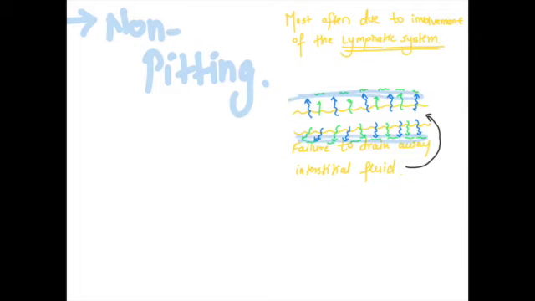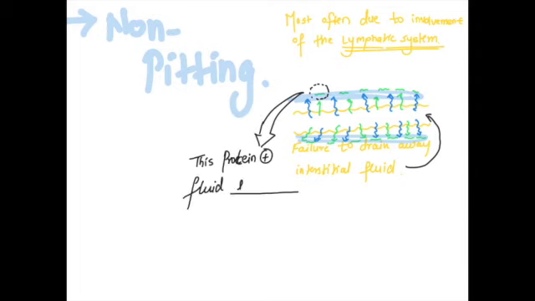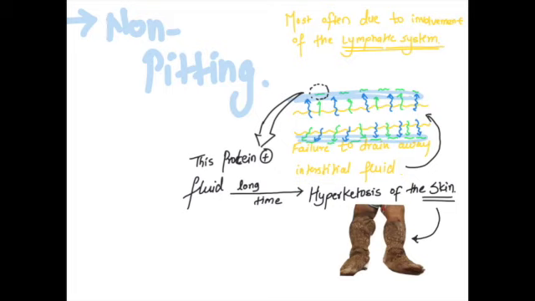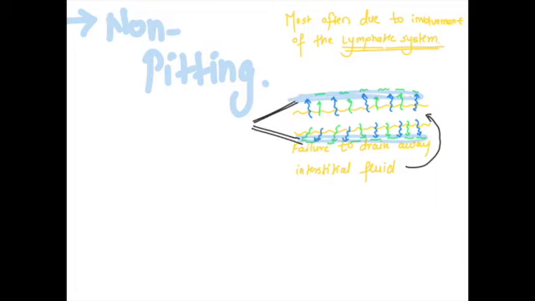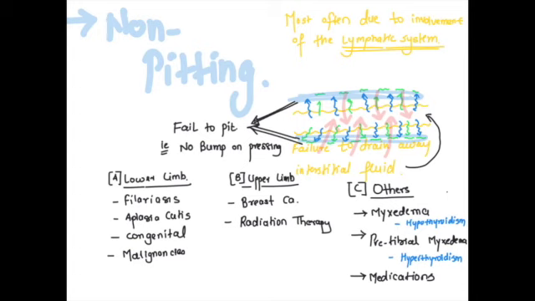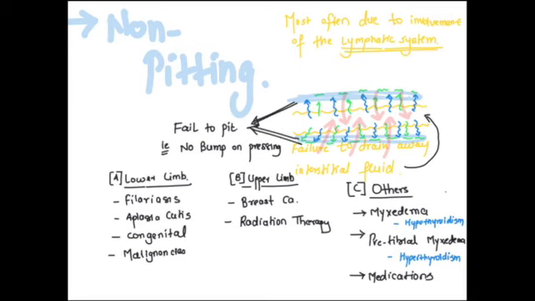The presence of these proteins and the fluid for a long period of time in the interstitial space causes changes in the skin known as hyperkeratosis, as seen in the image below. These are known as non-pitting edema because they fail to form a bump on pressing, as the fluid cannot be displaced inside. Here, let's just have a look at the different causes of non-pitting edema.